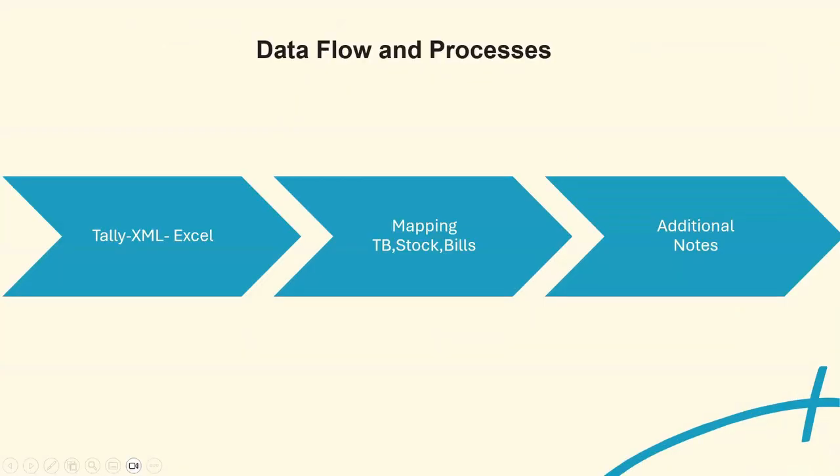So let me take you to the simple process, 1, 2, 3. Tally to Excel via XML, mapping of the trial balance, stocks or bills in the Excel file, and with the additional notes, we directly go for the printing part. So very simple steps, but yes, it's a detailed process. Every element of the balance sheet and every element of the profit and loss account is to be covered in the specific notes and in the format provided by the department.